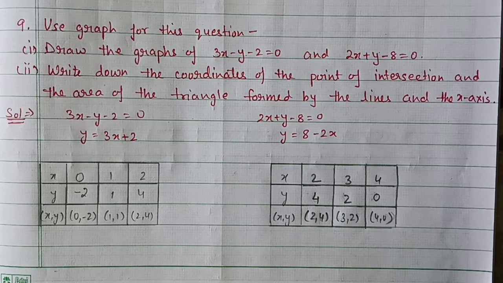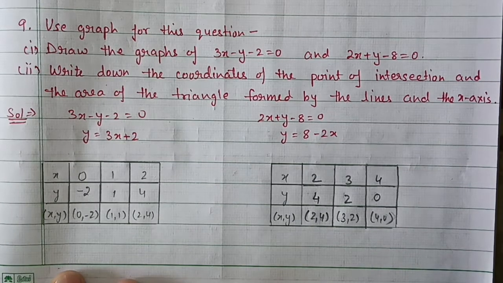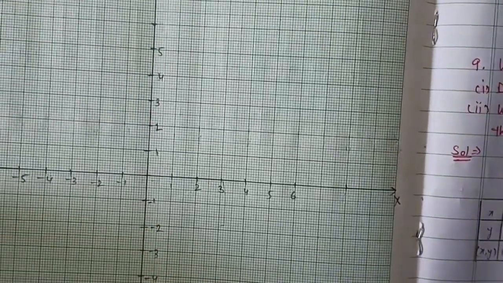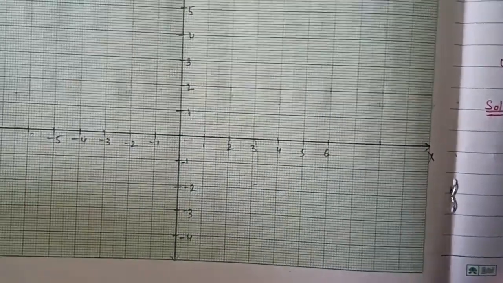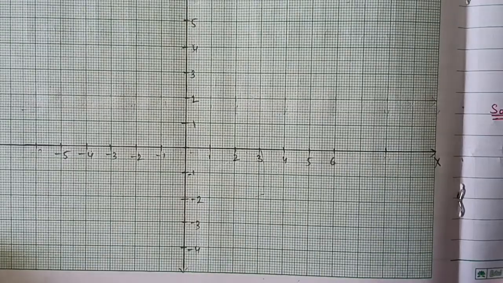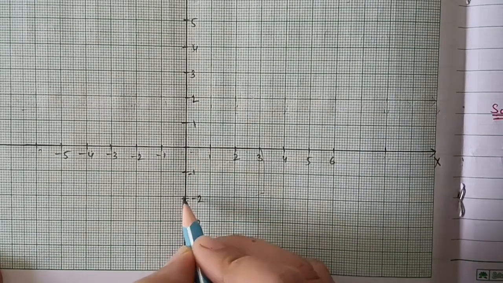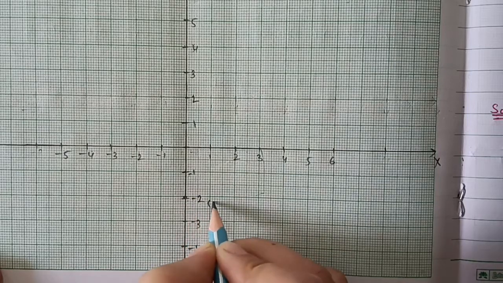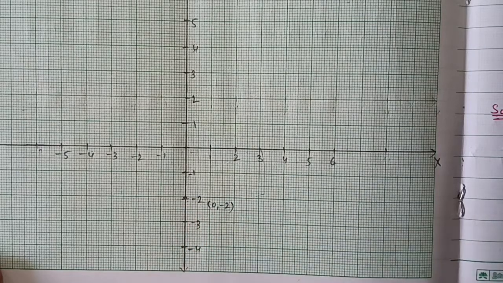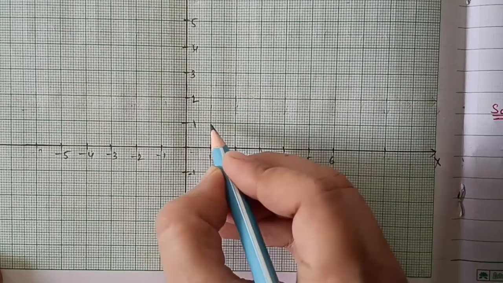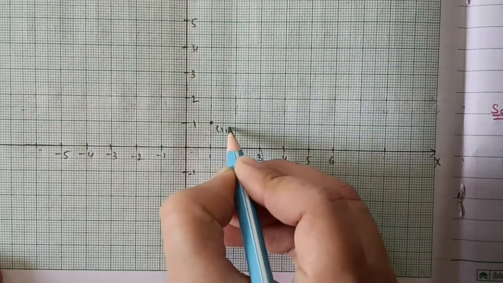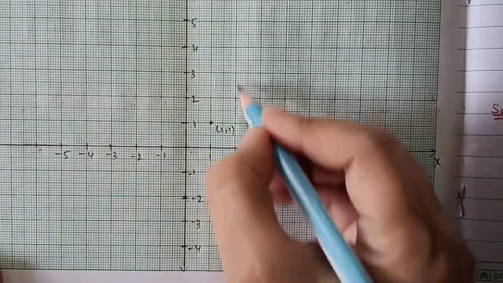So first we will plot these points on the graph sheet. Take a graph sheet and draw the x-axis and y-axis. The first point is 0 comma minus 2. The second point is 1 comma 1. Then the third point is 2 comma 4.